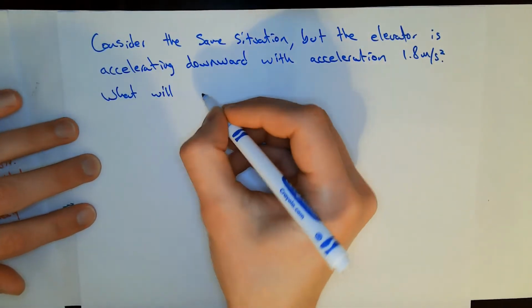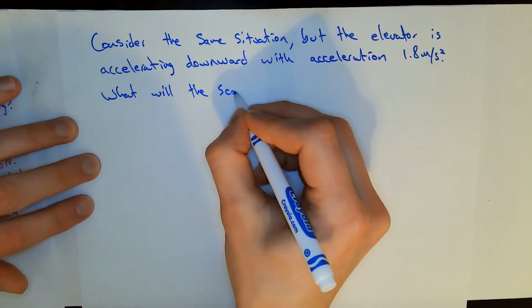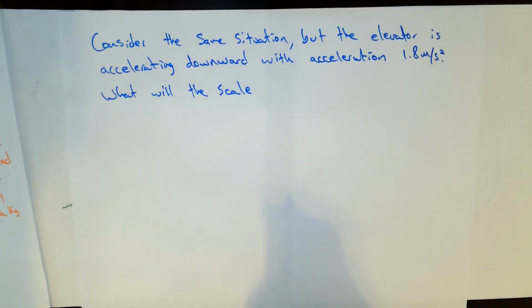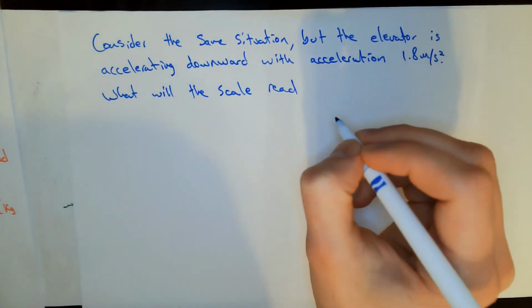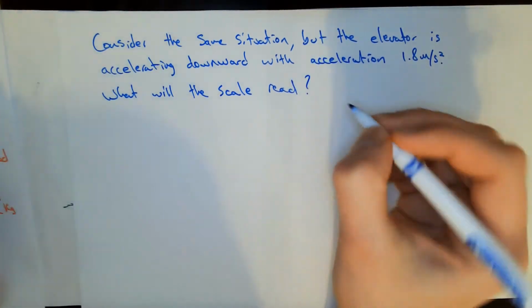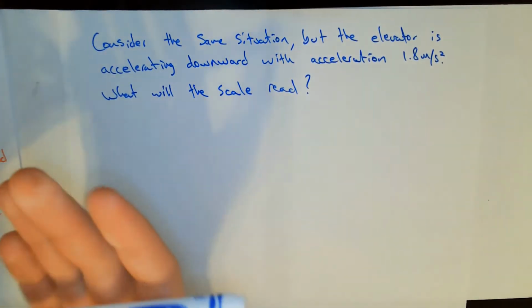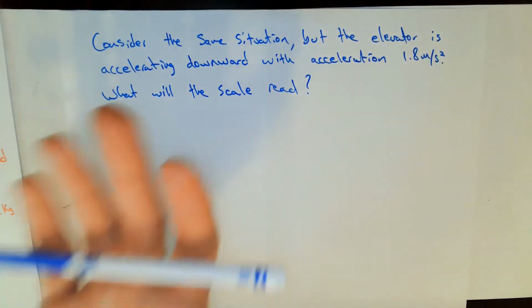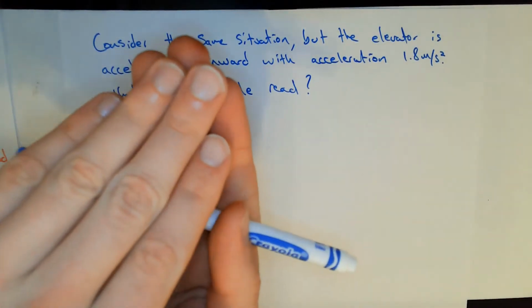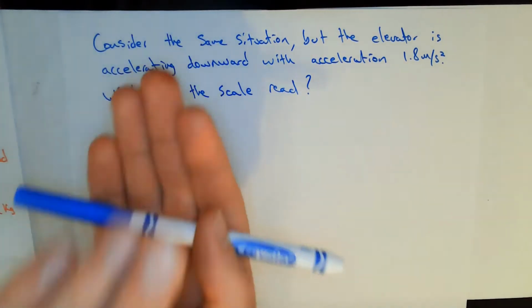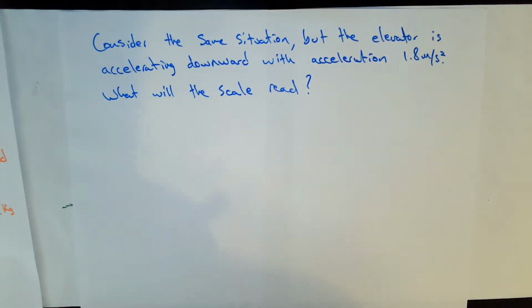So we expect it to be lighter. We know with no acceleration, the scale should read 98 newtons. With upward acceleration, it read more than 98 newtons. With downward acceleration, the object should feel lighter for a moment. It's as if the scale is being pulled away from the object, making the scale read less. So what will the scale read with a downward acceleration of 1.8 meters per second squared?